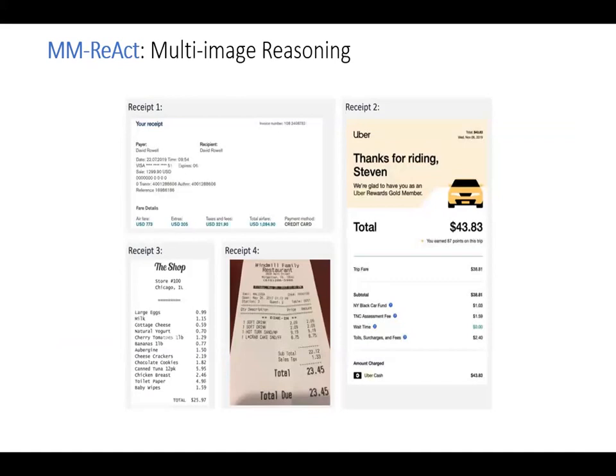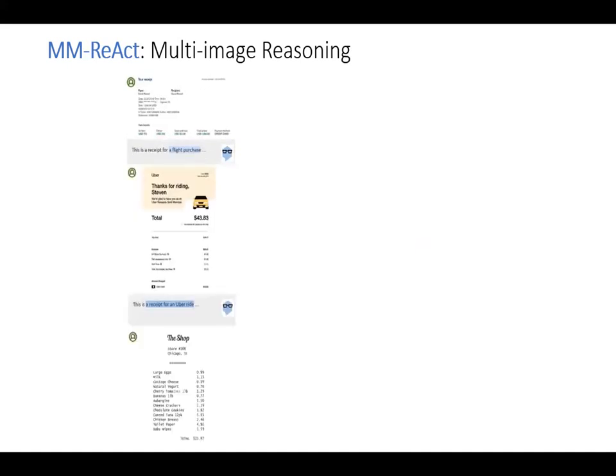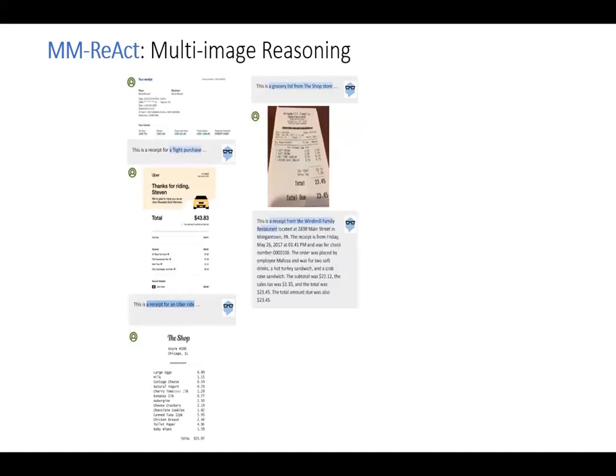So the first one is for multi-image reasoning. Imagine that you are a very organized person. You take a photo of the receipt whenever you make a purchase. MM-ReAct can reason over multiple receipts and summarize your spendings. So in the example we're showing here, we upload 4 receipts one at a time. Each time MM-ReAct receives a receipt, it first recognizes the text in the receipt image and summarizes the spendings shown in the current receipt image.